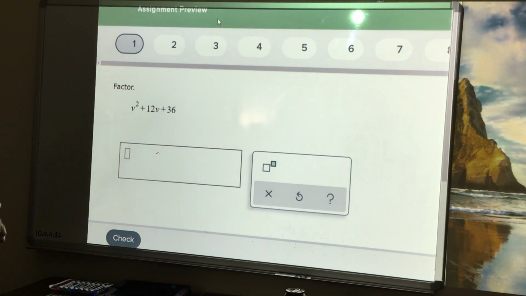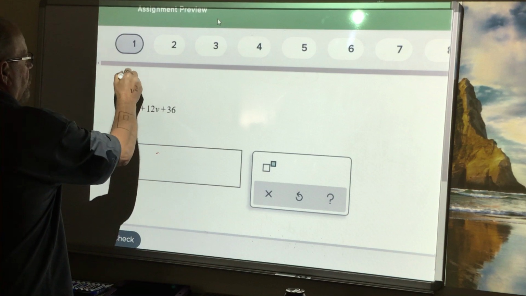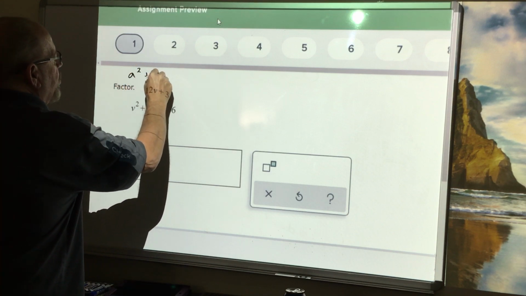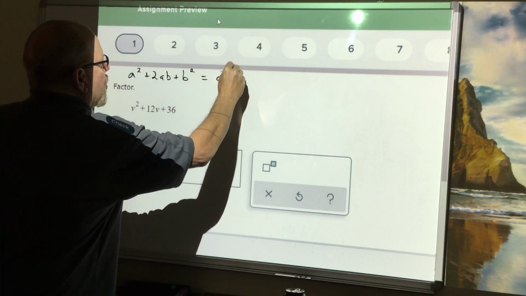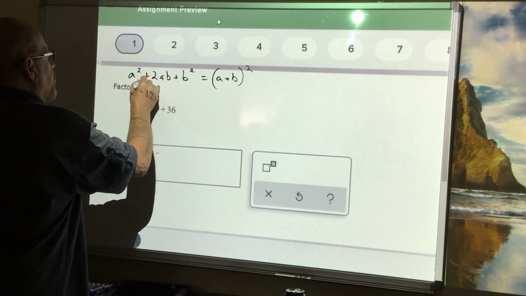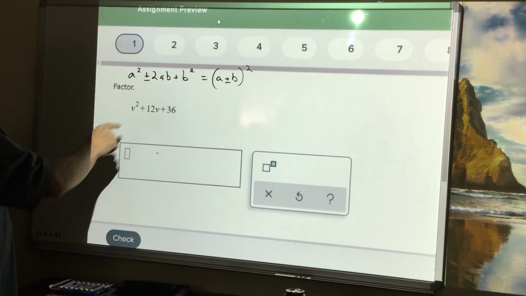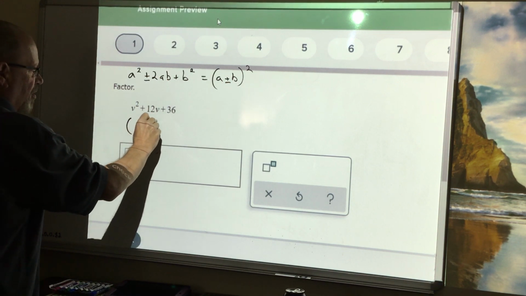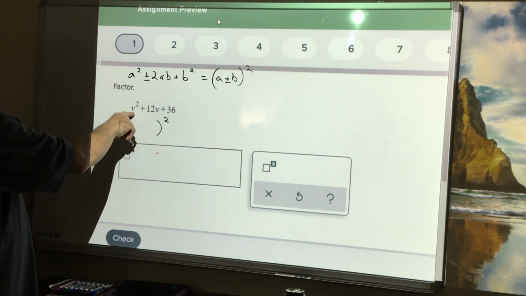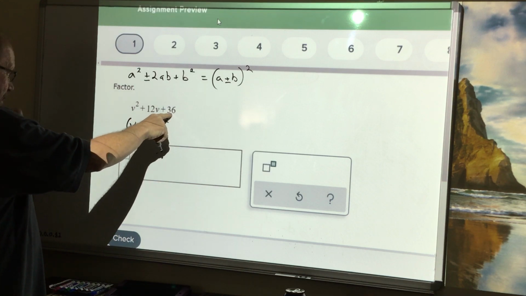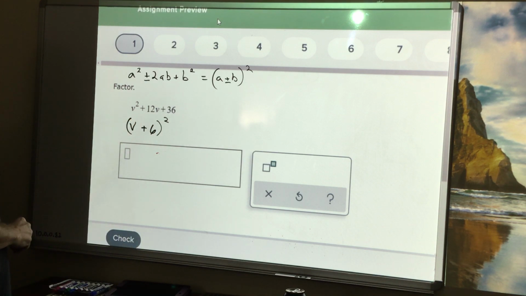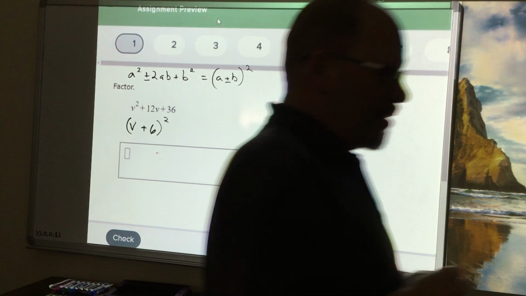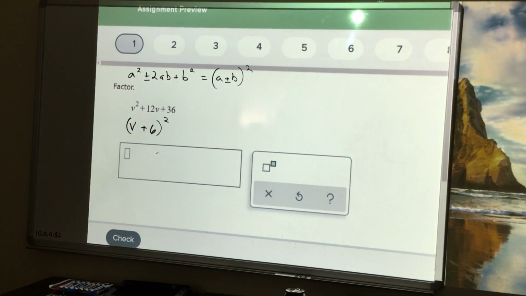Much of this lesson is included in yesterday's, but there are some new concepts towards the end of it. So just real quickly, to factor this, remember, a squared plus 2ab plus b squared equals a plus b squared. Change this to a subtract, you change that to a subtract. Since this is plus, this is v, square root of this. Plain and simple.